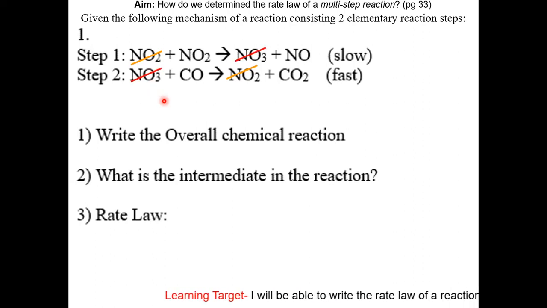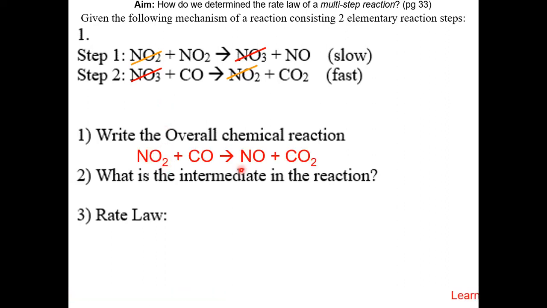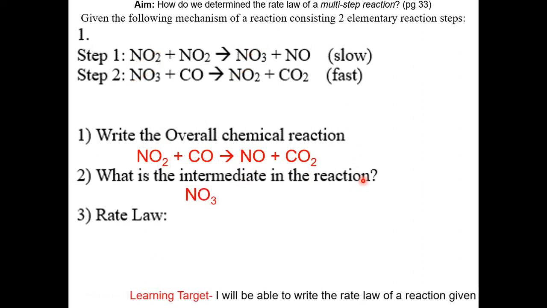Next, we combine step 1 and step 2 to get the overall chemical reaction. What is the intermediate in this reaction? That will be NO3 because it was formed during the reaction, and then it disappears in step 2.